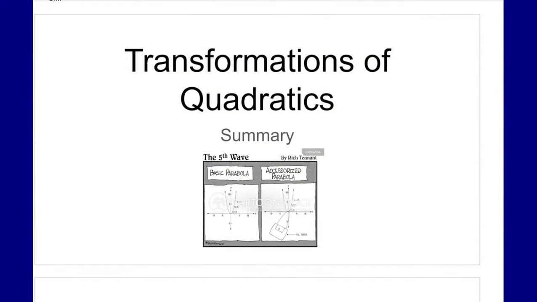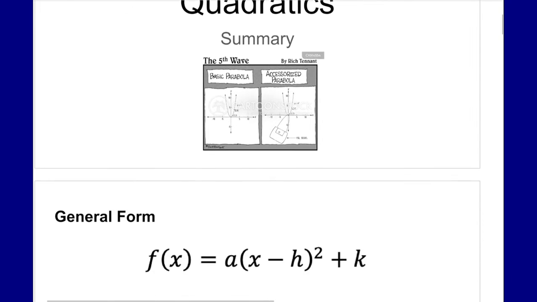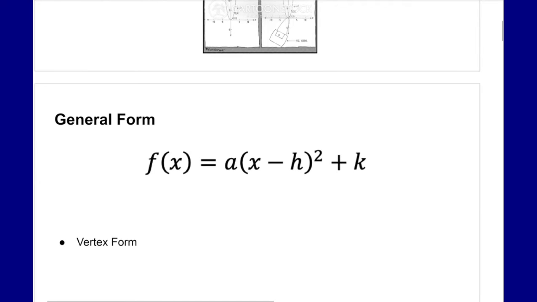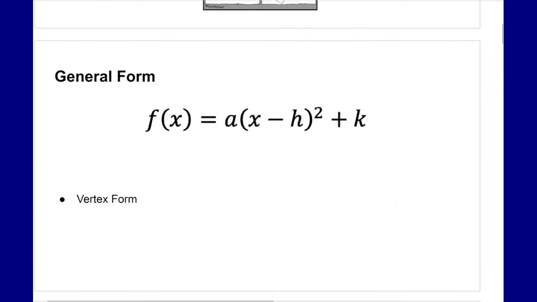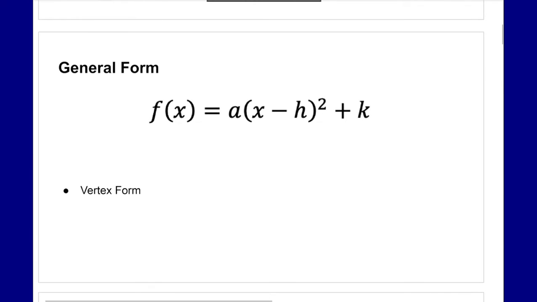In today's lesson, we are going to be looking at transformations of quadratics. This is going to be a summary based on the Desmos investigation that you would have done previously in class. We're just going to summarize what you should have found. The general form for transformations with quadratics is f(x) = a(x - h)² + k. We more commonly know this as vertex form, but this is the form we're going to look at when we're dealing with transformations.